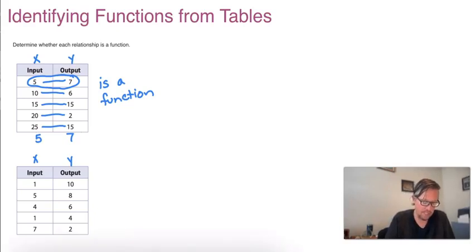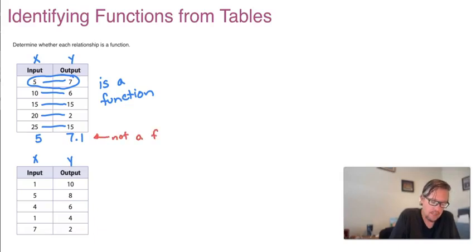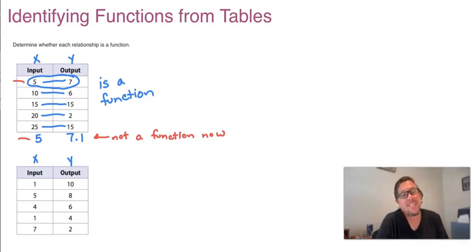But if I do something besides 7, in fact, let's be silly, let's just put 7.1. There we go. Now it's not a function anymore because I have the number 5 appearing twice in my input column. Here's a 5 and here's a 5. The 5 shows up twice, so now I have an input that is assigned to different outputs. One of those 5s is assigned to 7, and the other one's assigned to 7.1. Now it's not a function.